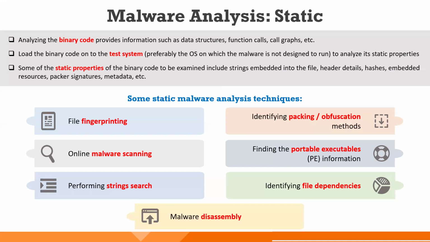When you are doing static analysis, majorly you analyze the binary code, which provides information such as data structures, function calls, and call graphs. You load the binary code onto the test system. So here we are using the virtual machine that we have set up. We just move it to the virtual machine, then we do static analysis of that malware. In static analysis, what we are going to do is understand the file, its header details, the hashes, embedded resources, packer signatures, and the metadata of that malware.